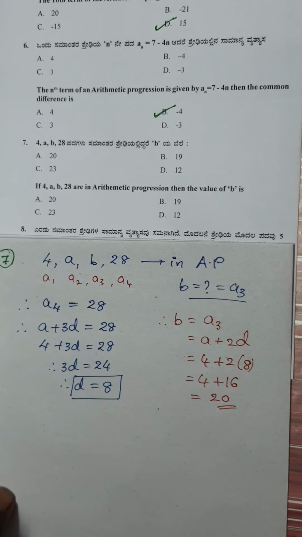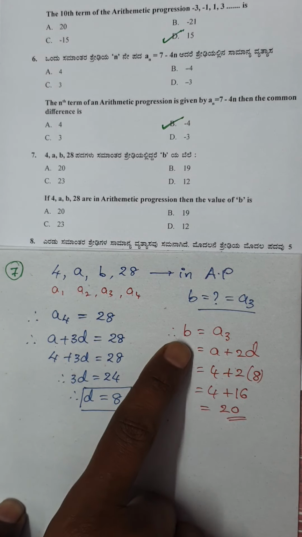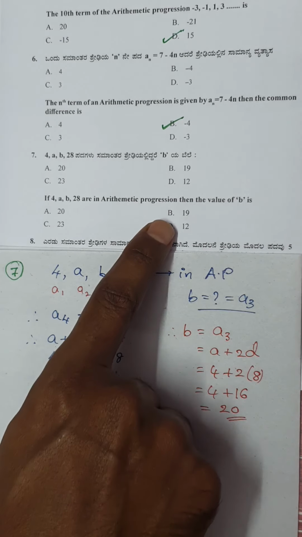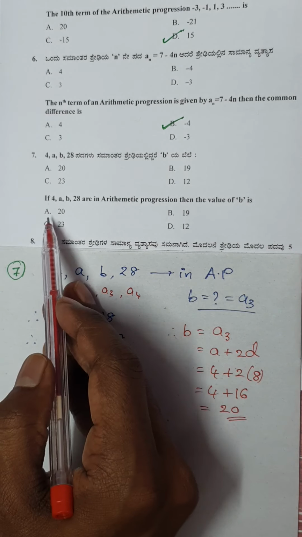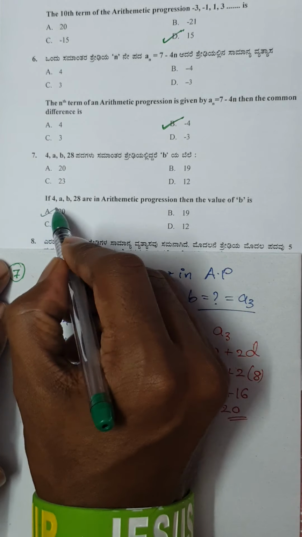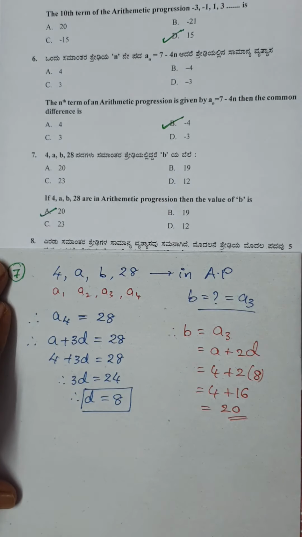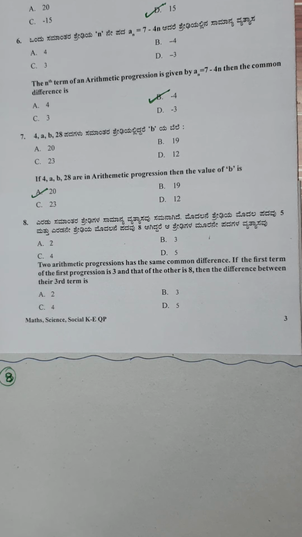Check for your option. The right option is, please don't confuse, he is asking you the value of b, not the option B. Okay. So the right option is option A, which is the correct answer, which is b value is 20. Option A is the right answer for question number 7. Very simple question, isn't it? Yeah. Right. Let's move on to question number 8.